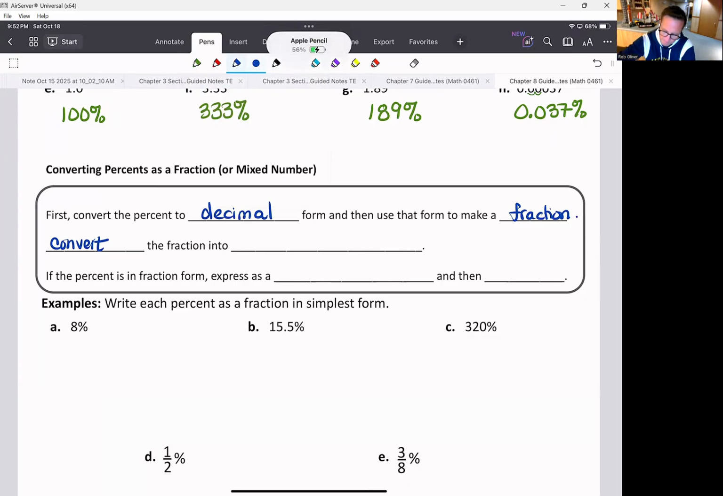This is not working. I have to pause the video because my pen is not working.